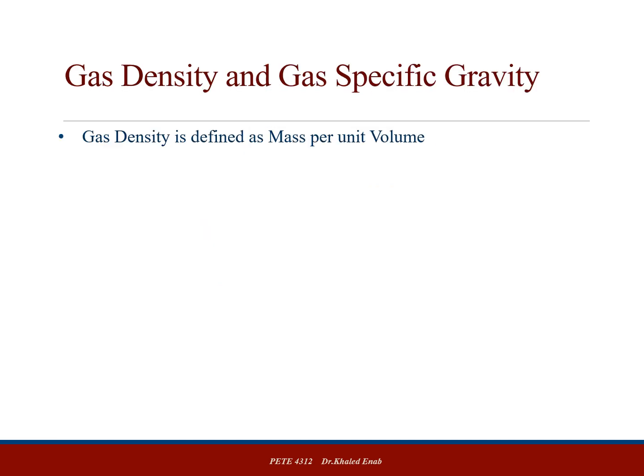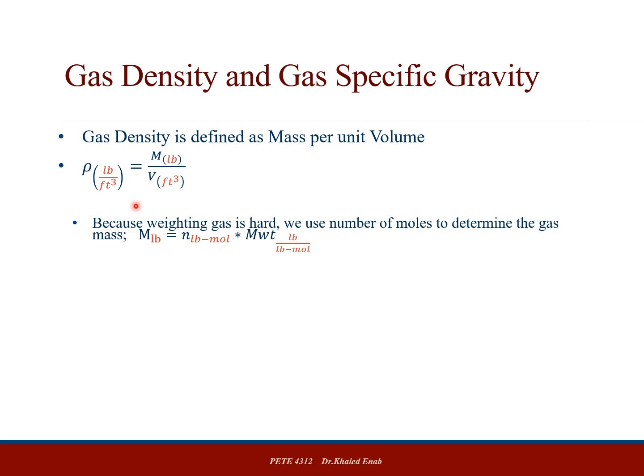Gas density and gas specific gravity. Gas density is defined as the mass per volume, right? Rho equals m over V, with m in pounds and V in cubic feet, so density would be pounds per cubic foot. Because weighing gas is hard, as we mentioned, we use the number of moles to determine the gas mass. So mass in pounds equals the number of moles times the molecular weight, which is in pounds per pound mole, at standard condition.